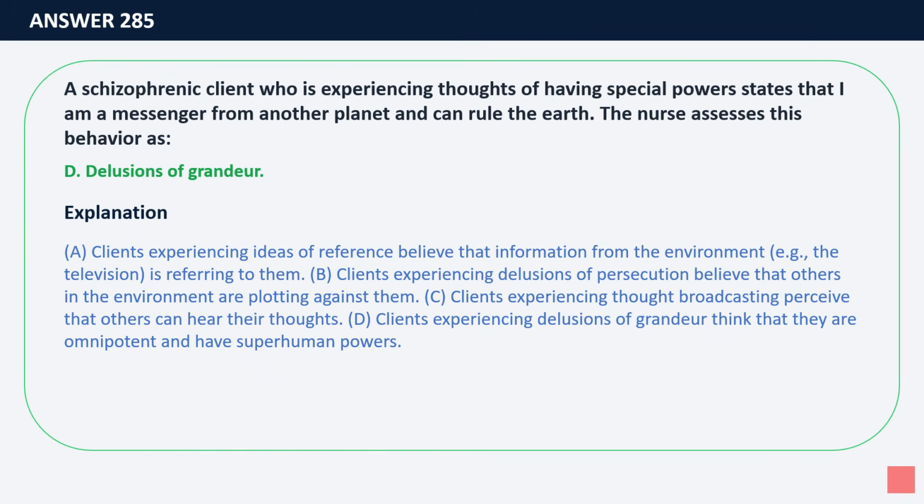Clients experiencing ideas of reference believe that information from the environment, e.g., the television, is referring to them. B. Clients experiencing delusions of persecution believe that others in the environment are plotting against them. C. Clients experiencing thought broadcasting perceive that others can hear their thoughts. D. Clients experiencing delusions of grandeur think that they are omnipotent and have superhuman powers.